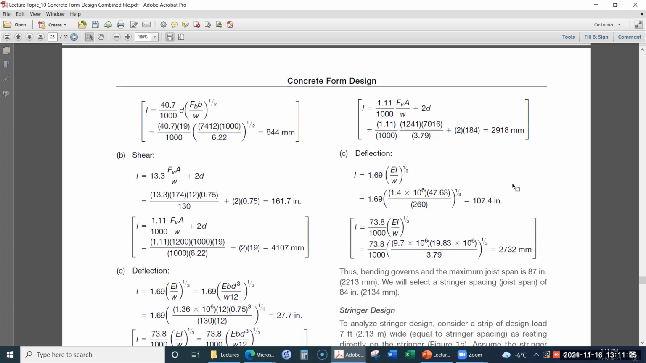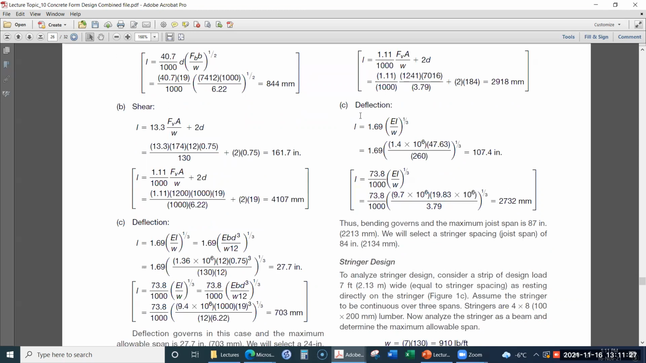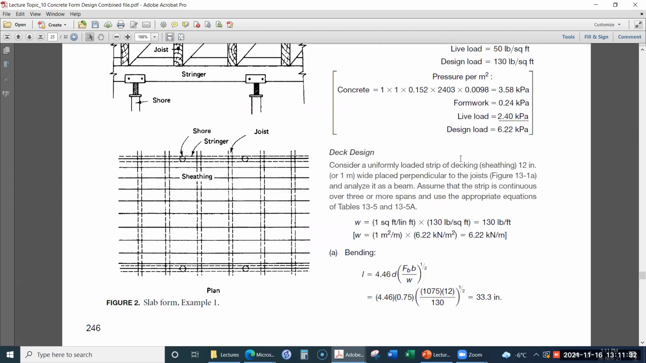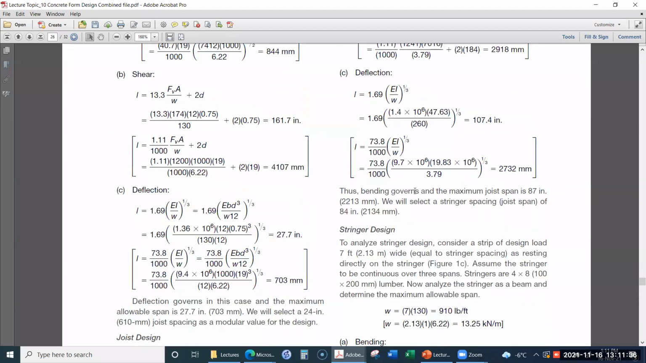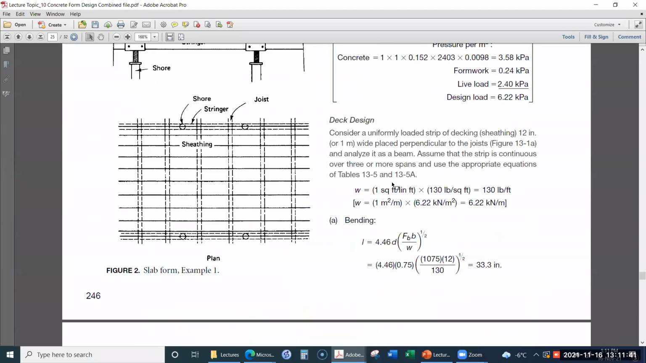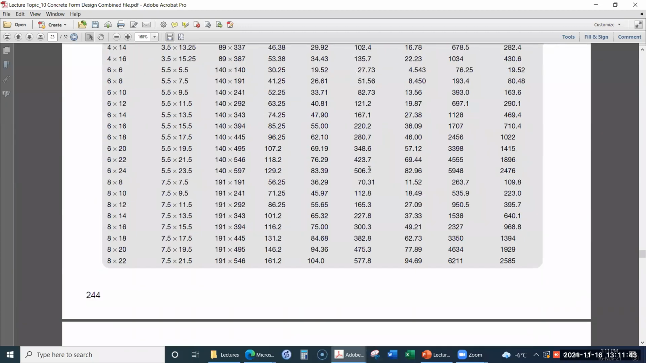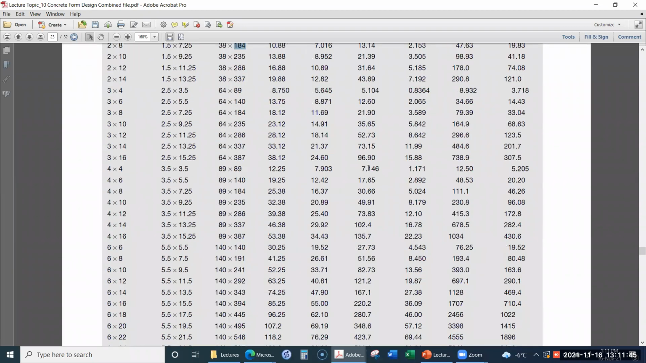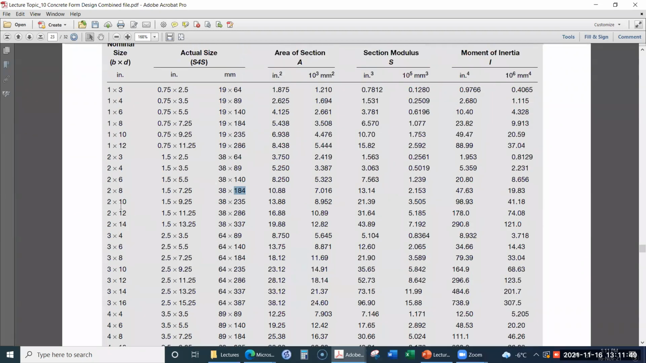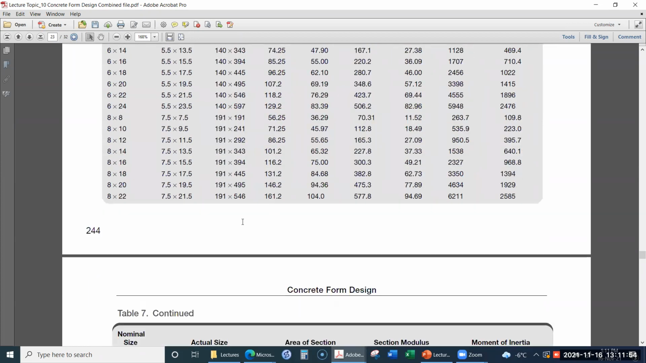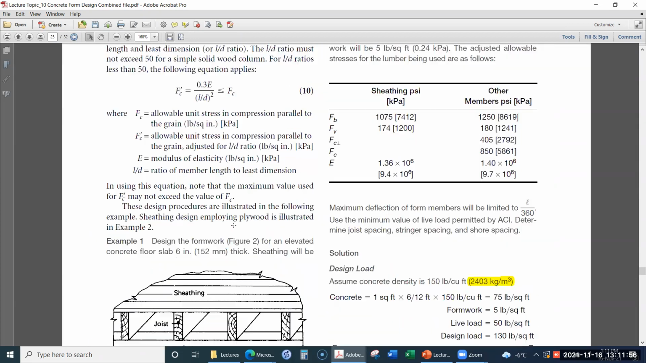Next is the requirement for the deflection. We can use these values: the E value is from here. And I is the moment of inertia, which we can see from the table here. The last column, 2 by 8, is 19.83 into 10 to the power 6. Okay, 19.83 into 10 to the power 6.